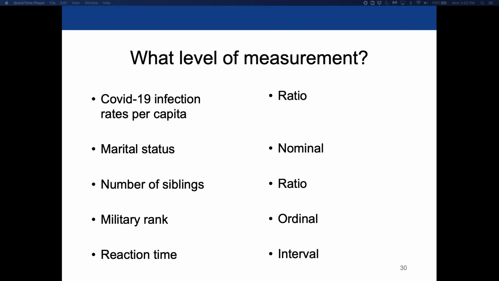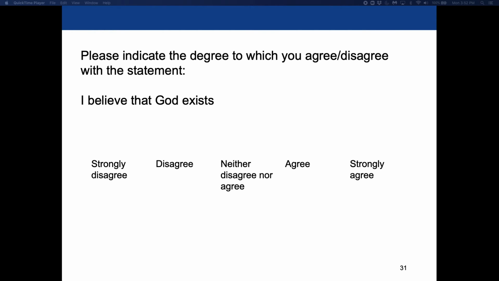There's no meaningful 0. Now, it gets a little trickier here when we're talking about survey items. This is the kind of thing that we would often use in the social sciences. So you've probably all taken surveys at this point in time and maybe seen something a little bit similar to this, maybe not this exact thing, but let's say you're taking a survey that says, please indicate the degree to which you agree or you disagree with the following statement. And then this item comes from the religiosity scale that measures how religious a person is. So the statement says, I believe that God exists. And then you have to answer if you strongly disagree or strongly agree with this statement.